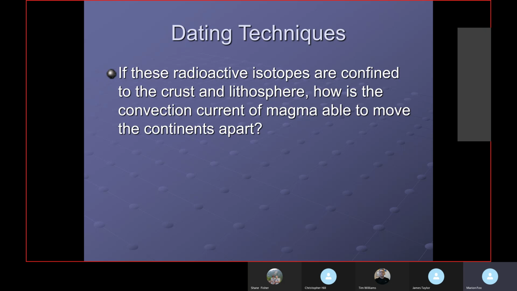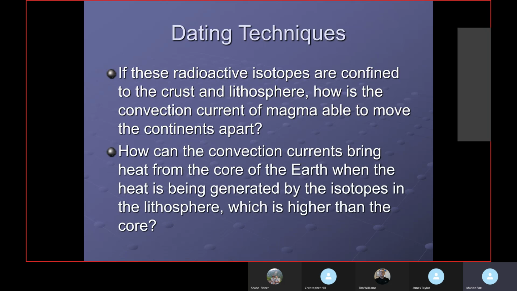How is a convection current of magma able to move the continents apart? They've got a problem there, because these radioactive isotopes are very heavy. How would that occur? How can the convection currents bring heat from the core of the Earth when the heat is being generated by the isotopes in the lithosphere, which is higher than the core? Now, let me ask you a question here.